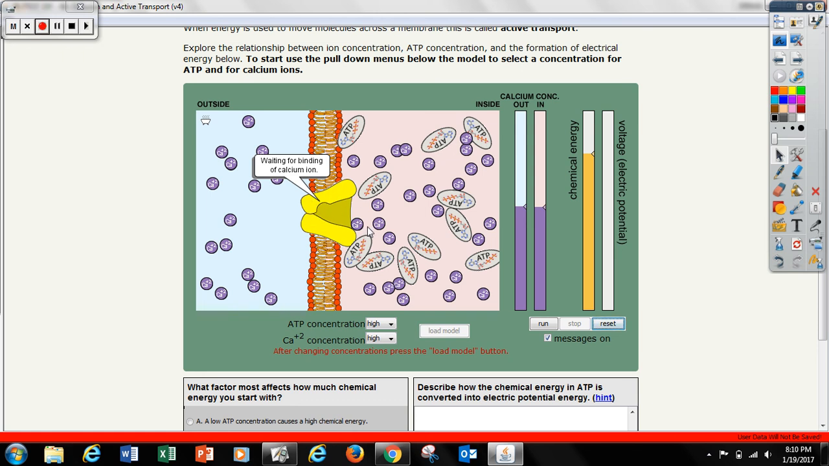The reason is because the calcium is still moving randomly, just like the other particles we saw earlier. But once it gets into the channel, we want it to stay in the channel because we then want to move it someplace else. So we want to hold on to it. So it literally binds to the protein channel.